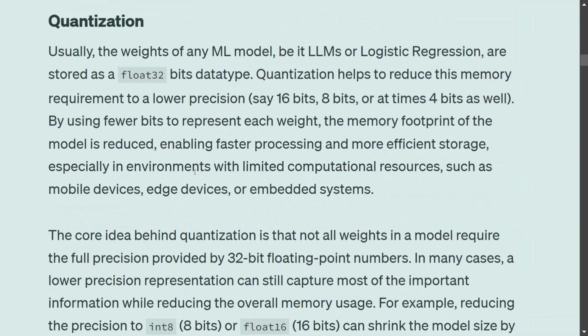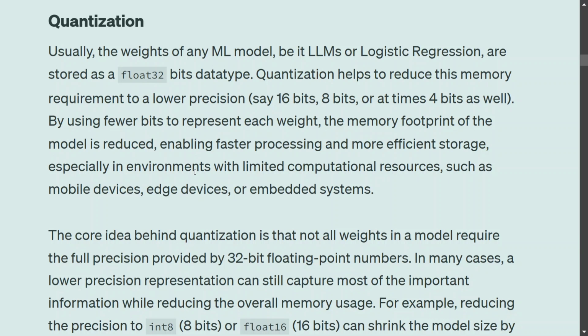So the first one is the most common one, that is quantization. In ML models, all the weights that we have for the model are usually stored in float 32-bit precision. That means each weight takes 32 bits in memory. Now, quantization means that we are reducing this memory to a lower precision, be it 16 or 8 or 4 bits. So this can be very, very handy.